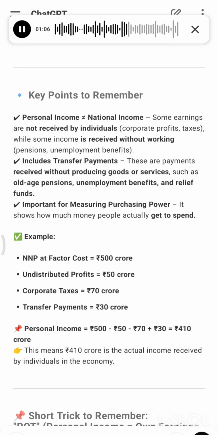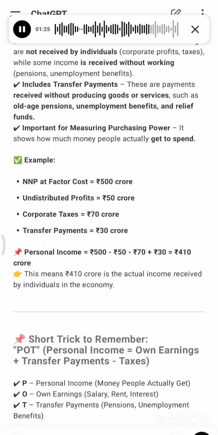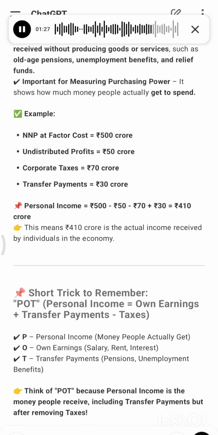Example: NNP at factor cost equals 500, undistributed profits equals 50 crore, corporate taxes equals 70 crore, transfer payments equals 30 crore. Personal income equals 500 minus 50 minus 70 plus 30 equals 410 crore. This means 410 crore is the actual income received by individuals in the economy.